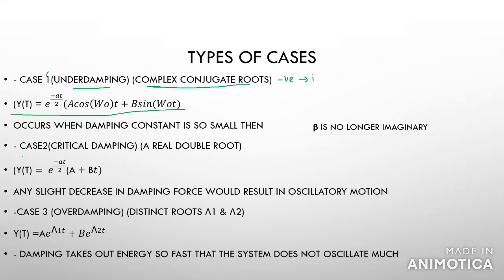Case 2 is critical damping. Normally we have only one root, lambda 1 equals lambda 2. And any slight decrease in damping force will result in oscillatory motion. Case 3, we have overdamping. We have two distinct roots, lambda 1 and lambda 2, and this is the equation here. What happens is damping takes out energy so fast that the system does not oscillate much. This will be further explained later on.